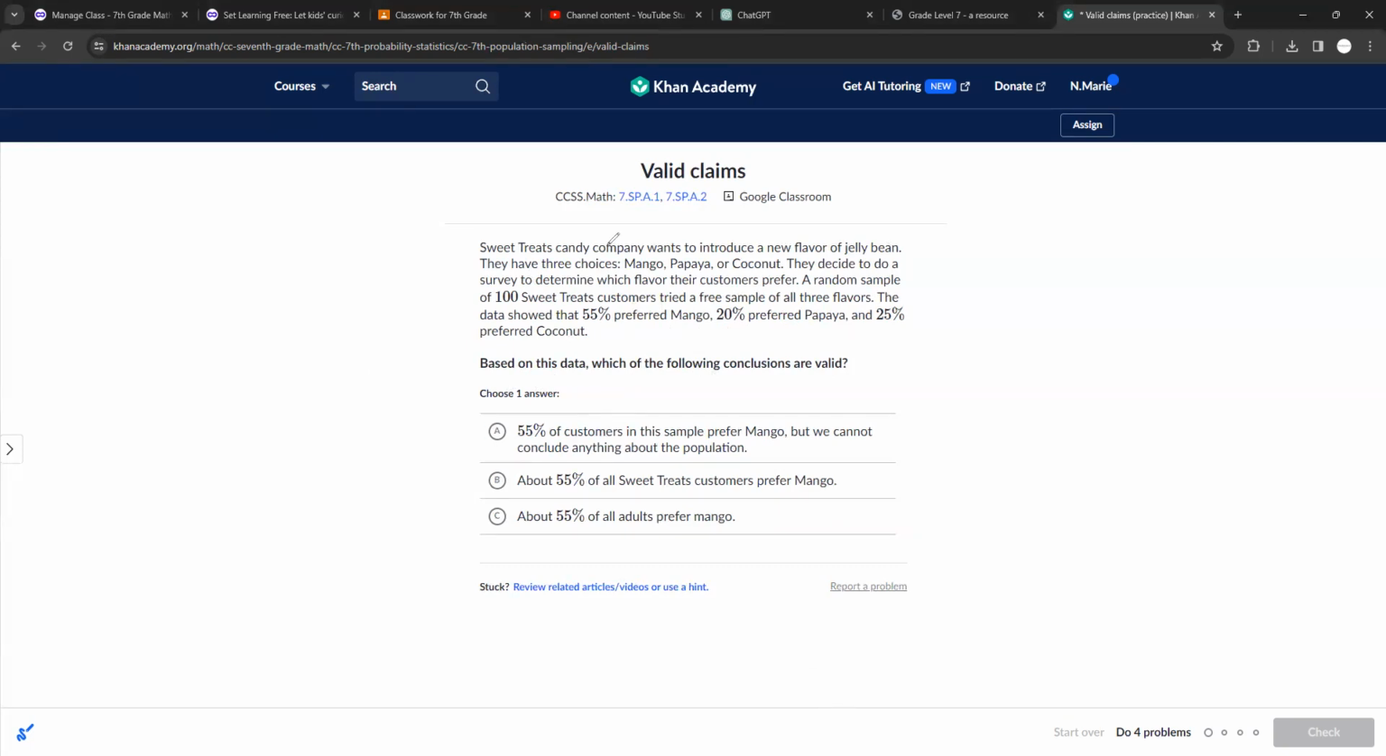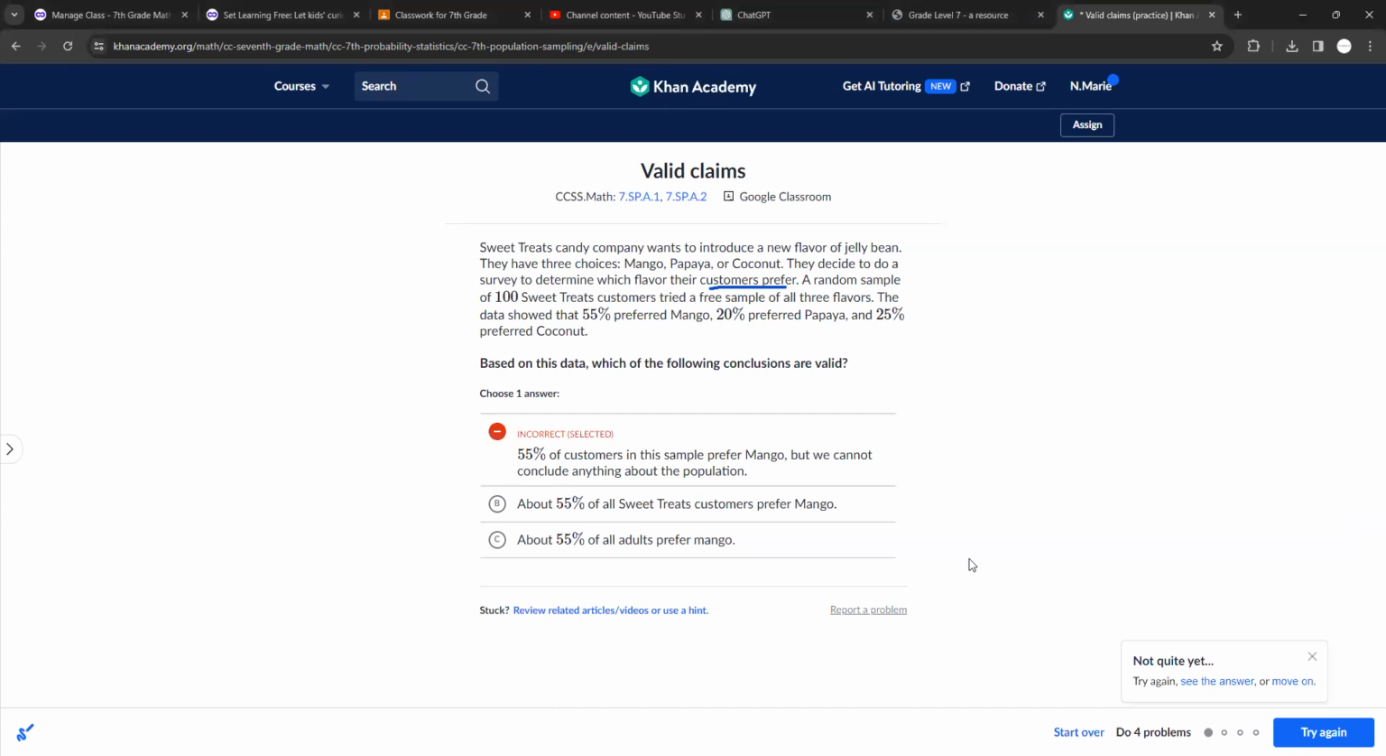All right, so we must see what population they tested. Okay, so they decided to do a survey to determine which flavor their customers prefer. So we can't conclude anything about the entire population, like it says here. We cannot conclude anything about the entire population, only what their customers prefer since they did a sample on their customers. So about 55% wanted mango. So we can't say all adults prefer mango.